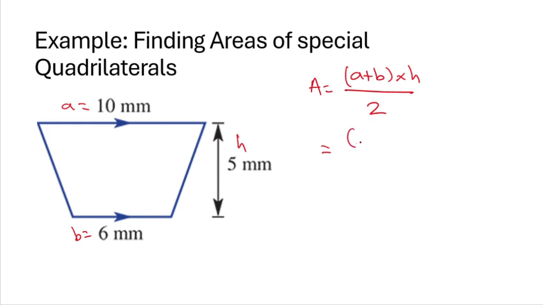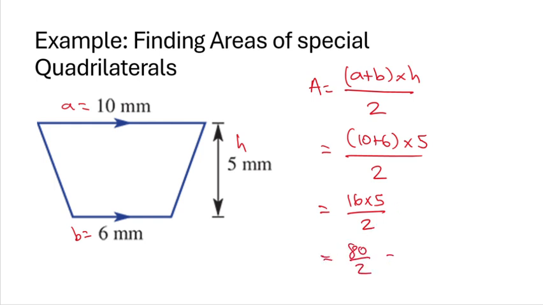So let's just substitute the values in. 10 plus 6 times 5 divided by 2 at the end. I end up with 16 times 5 in the numerator. That equals 80 over 2. And 80 over 2 just equals 40 millimeters squared.